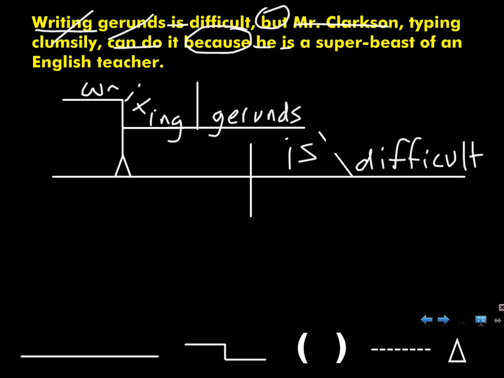Predicate adjective or nominative. What the slanted line means is that this is a linking verb. Okay? Because the vertical line, Zoe, that you placed up there indicates that that is an action verb. Right? Because it takes a direct object. The gerunds are being written. Something is happening to them. Whereas this is only linking to difficult. There's your diagram for the first clause.